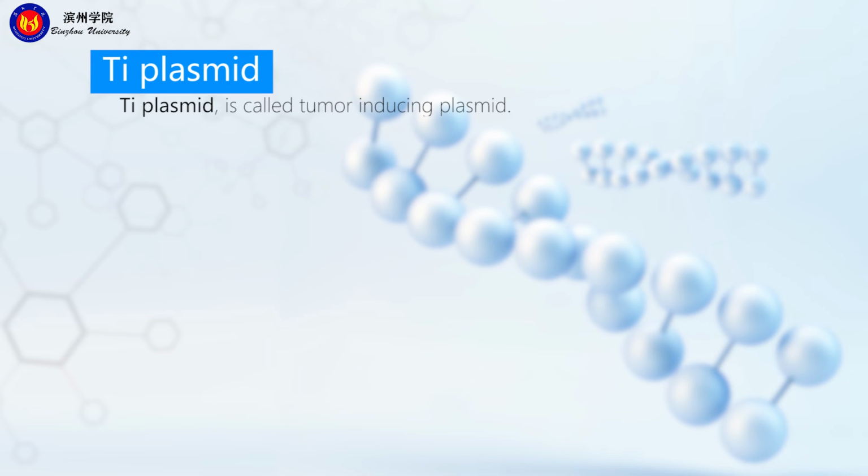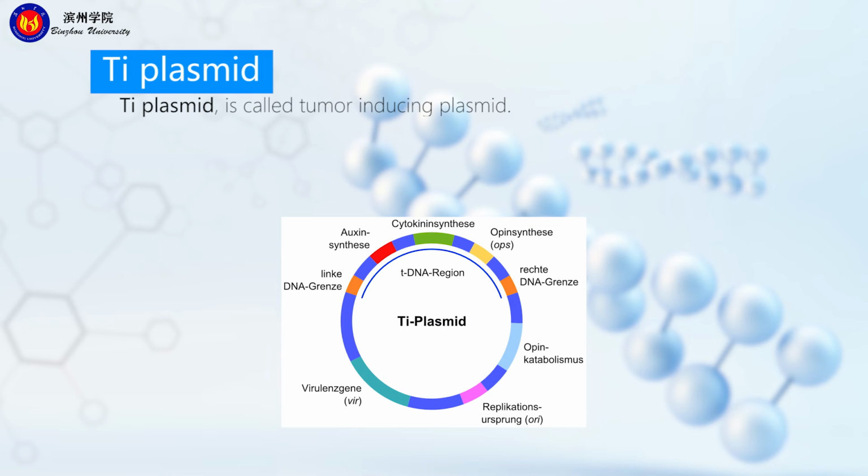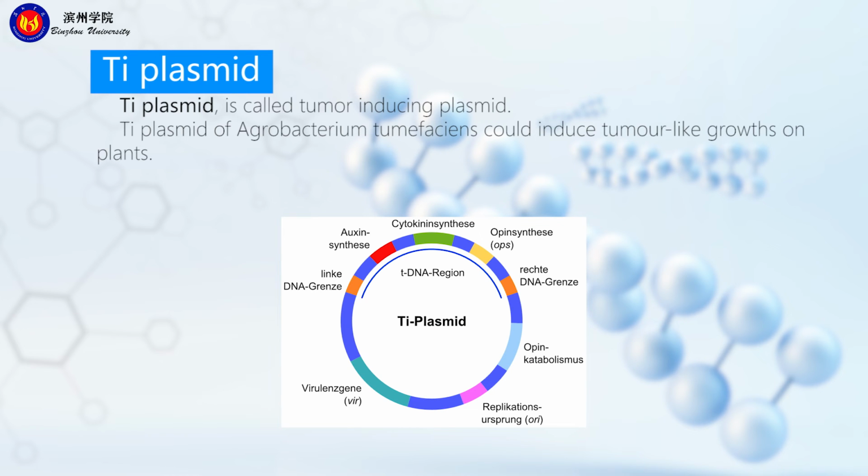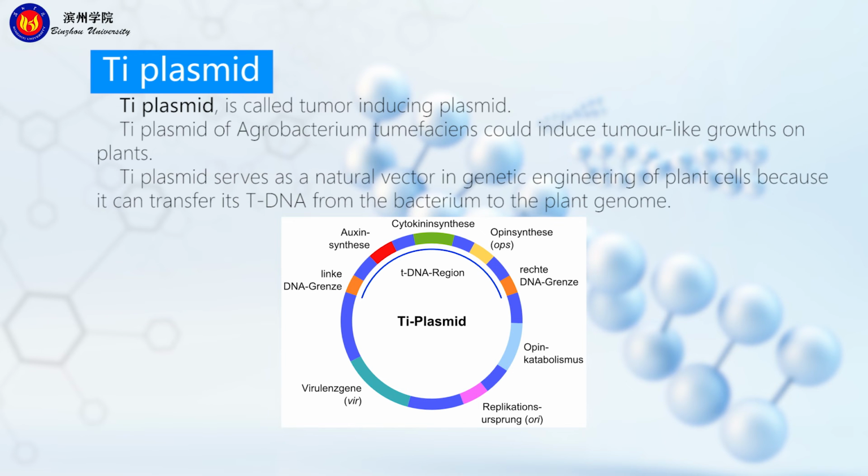The Ti plasmid. It is called tumor-inducing plasmid. The Ti plasmid of Agrobacterium tumefaciens could induce tumor-like growths on plants. The Ti plasmid serves as a natural vector in genetic engineering of plant cells because it can transfer its T-DNA from the bacterium to the plant genome.